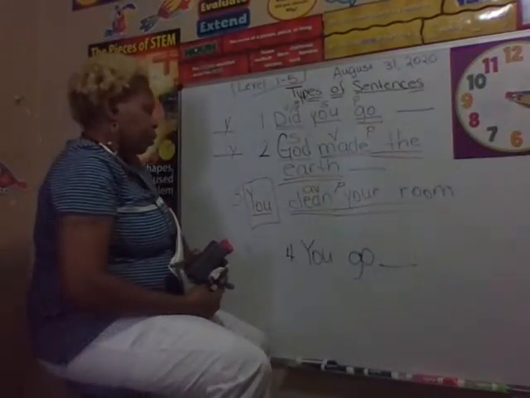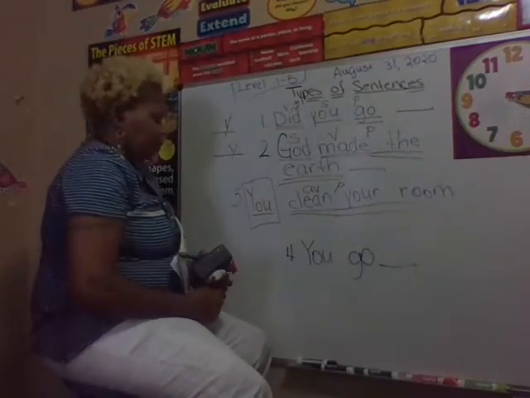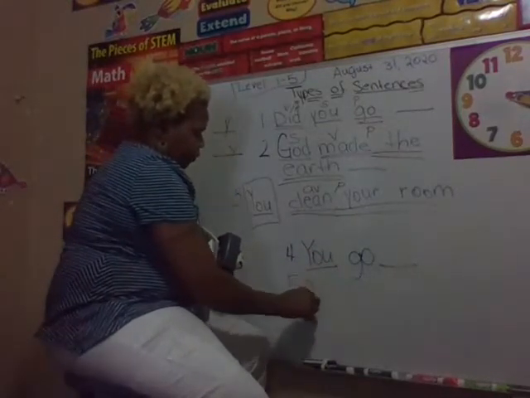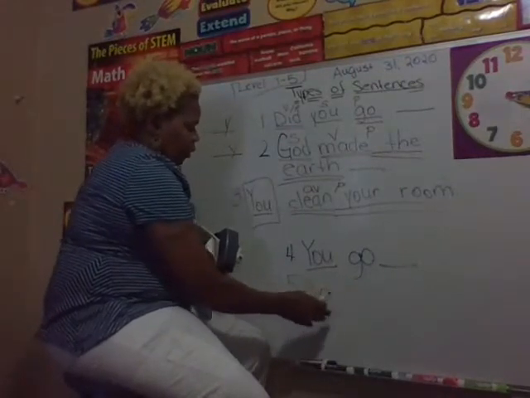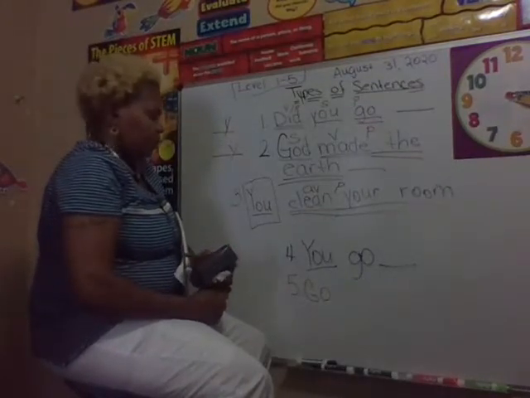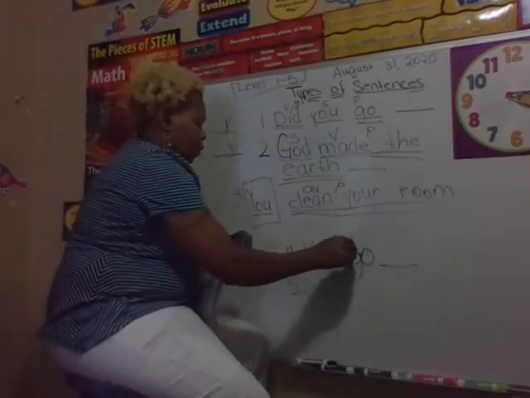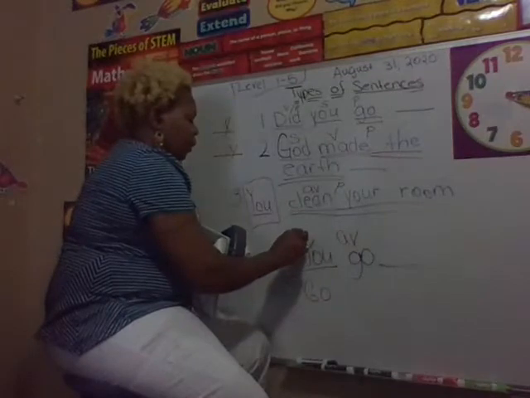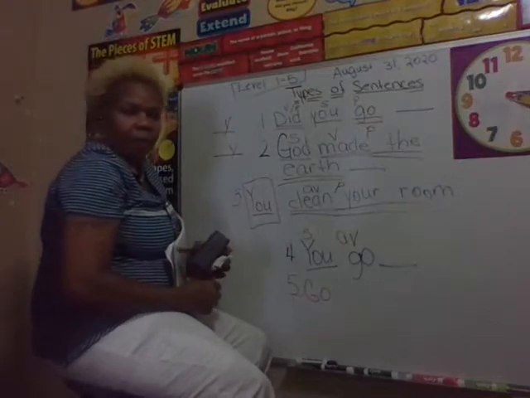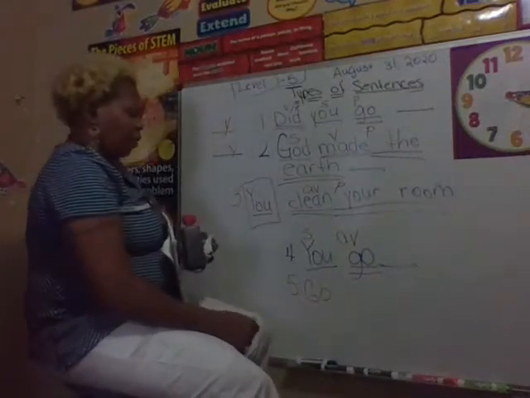All right. Let's look at number 4. What is the subject here? You. I'm going to show you something here. You is the subject. Who is it talking to? It's talking to you. What's the verb? Go. It's an action verb. So what is the complete predicate there? Go. What is the complete predicate? You go? No, go. The subject can never be a part of the predicate. Not ever.